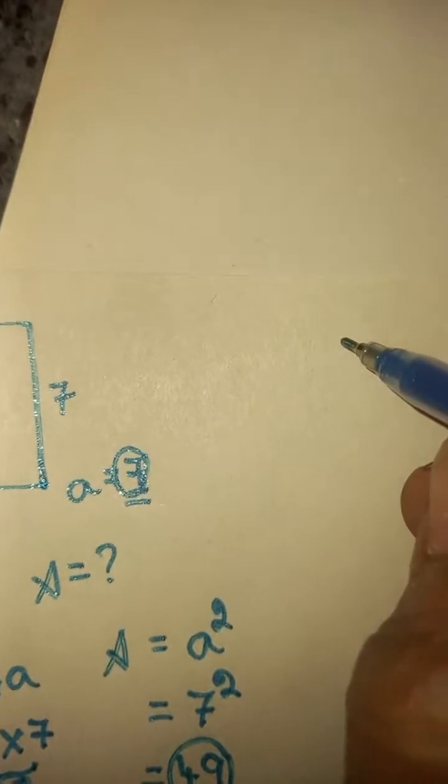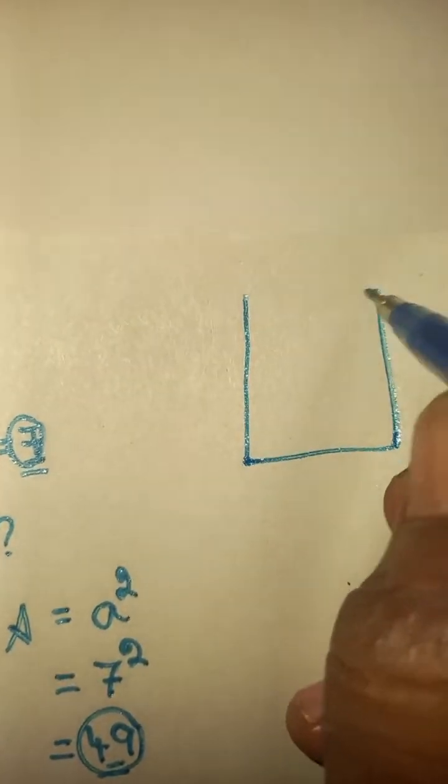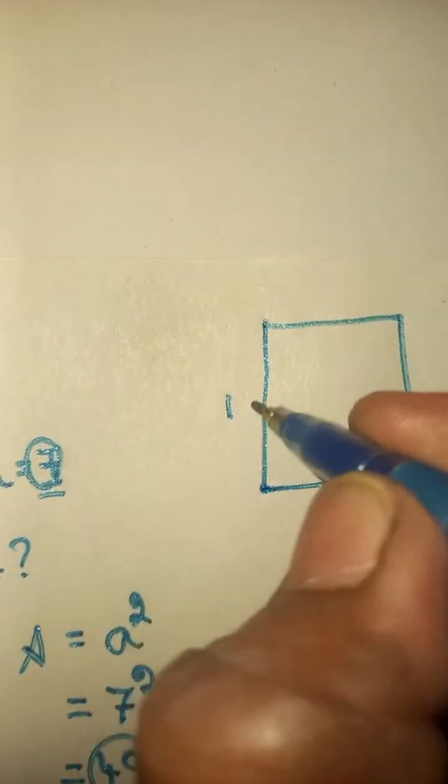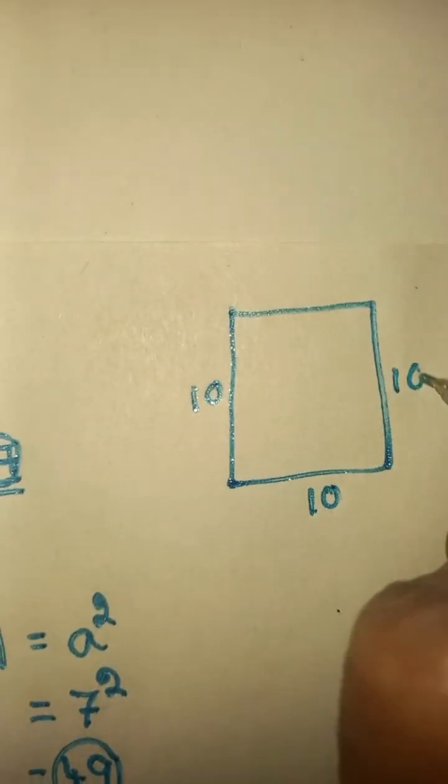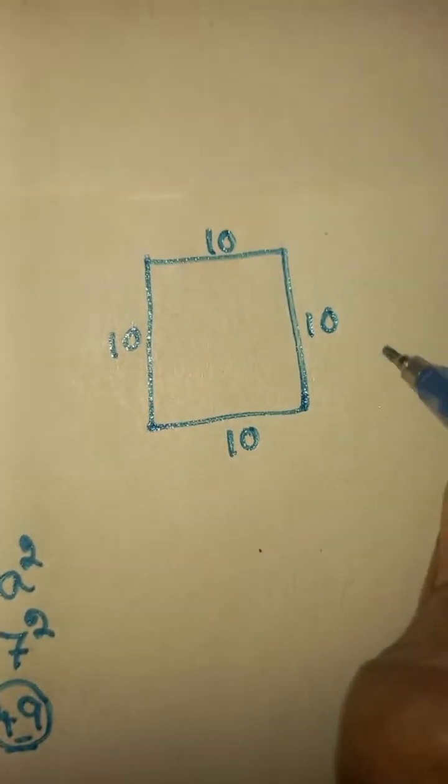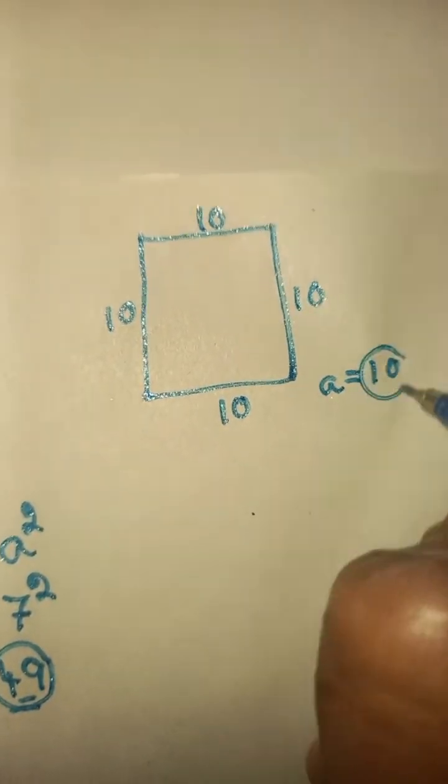Let's take the next problem. Here they have given one more square. In this square all the sides are 10 units. When all the sides are 10 units, the side length becomes 10 units.